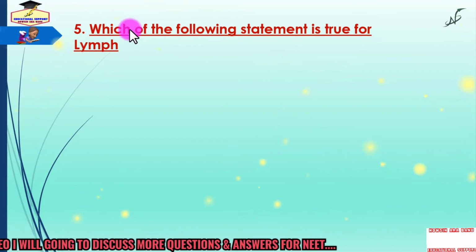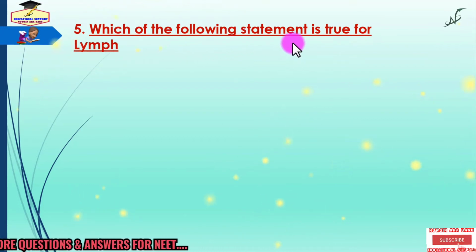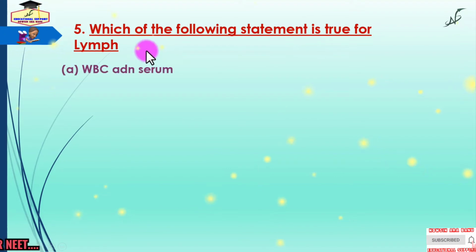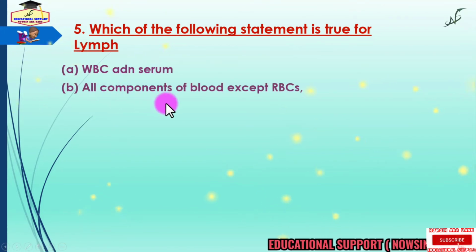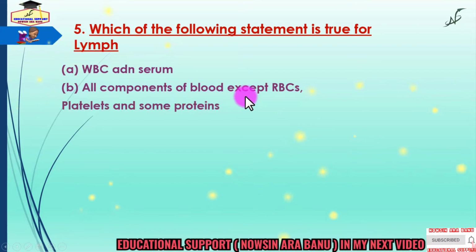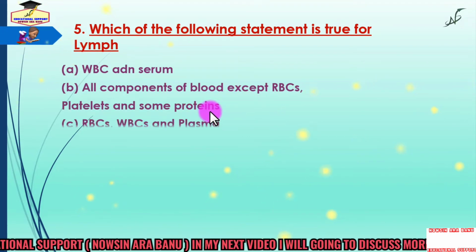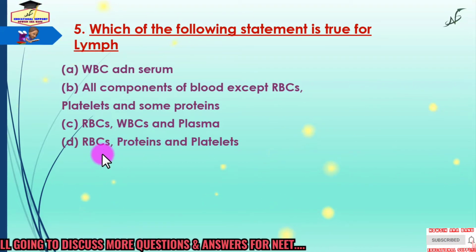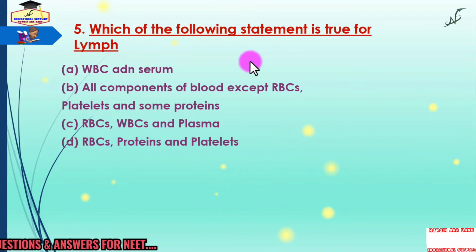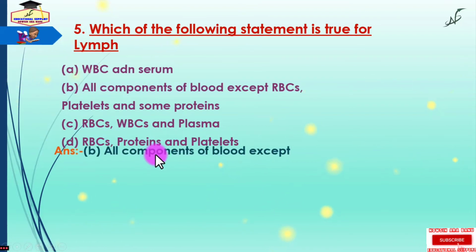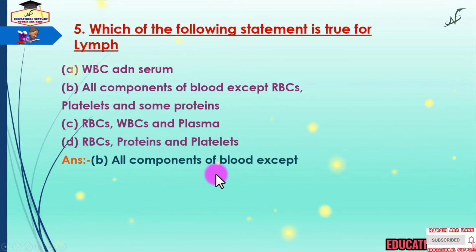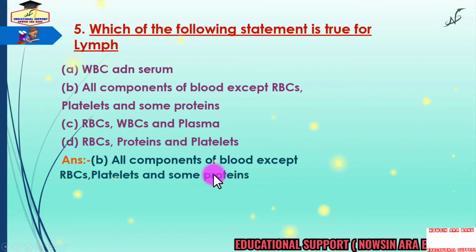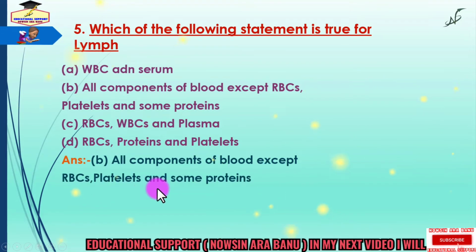Next one is, which of the following statements is true for lymph? And the options are: WBC and serum; all components of blood except RBCs, platelets and some proteins; RBCs, WBCs and plasma; and the last one is RBCs, proteins and platelets. So the answer is option B, all components of blood except RBCs, platelets and some proteins.